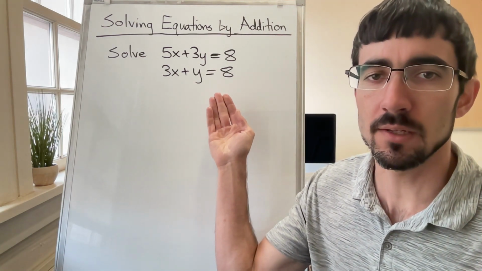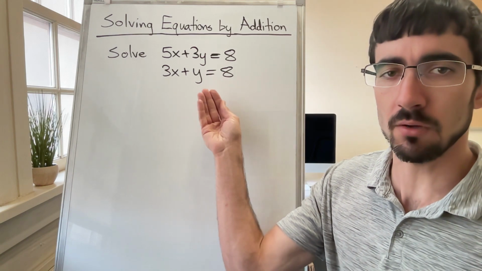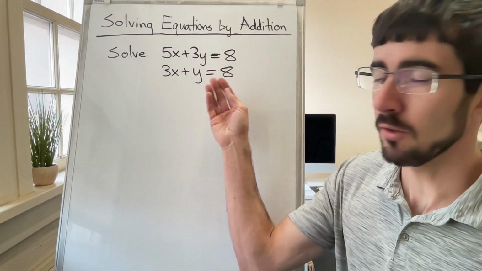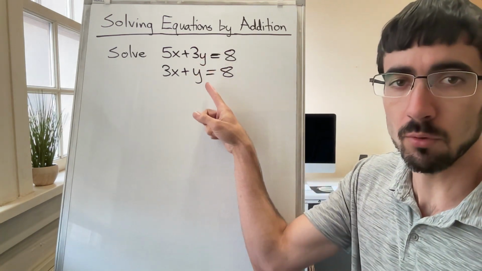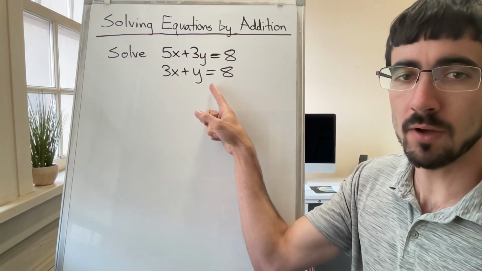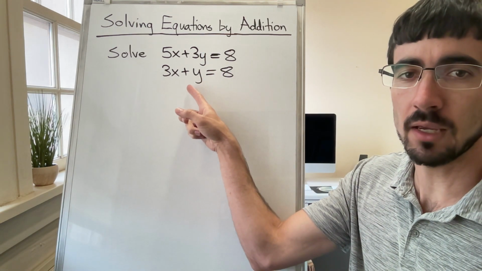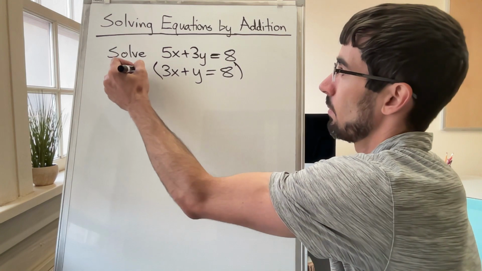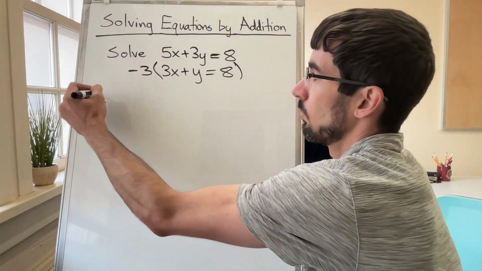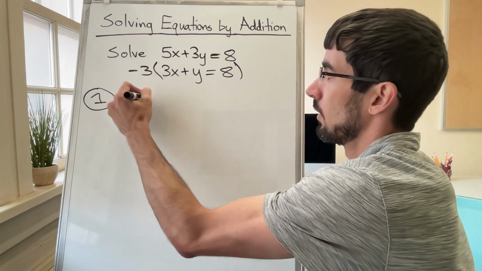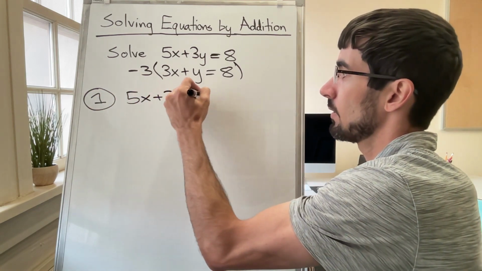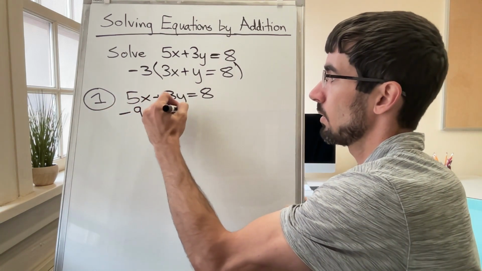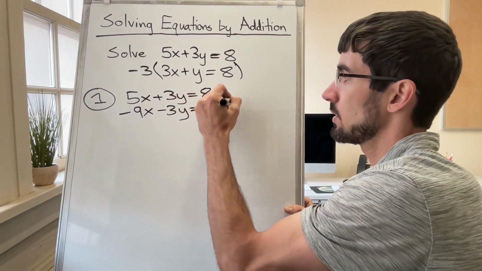Remember, step 1 is to multiply one or both equations so that the coefficients of one variable are opposites. It looks like it will be easiest for me to work with the variable y. This is 3y, and so if I just multiply this equation by negative 3, I will have achieved my goal. So let's take the second equation, multiply by negative 3, and we'll rewrite what we have. So this is step 1. 5x plus 3y equals 8. And underneath it, I'll write negative 9x minus 3y equals negative 24.